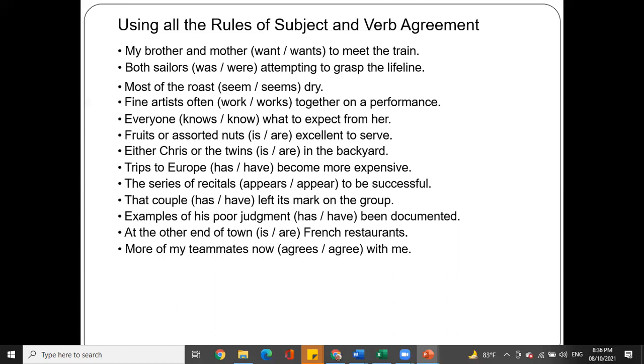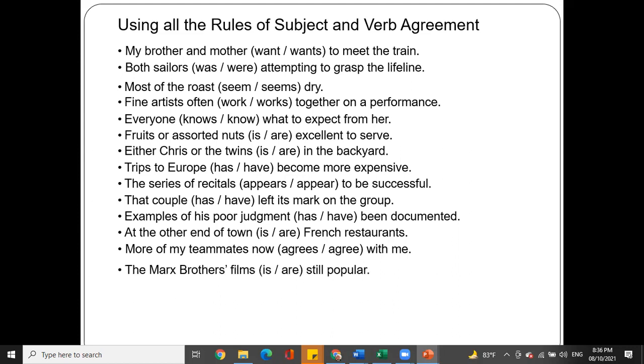More of my teammates now agree with me. Remember, all, any, more, most, none, some. Where's the authentic subject? Teammates. That is, they. They agree. More of my teammates now agree with me. They now agree with me.